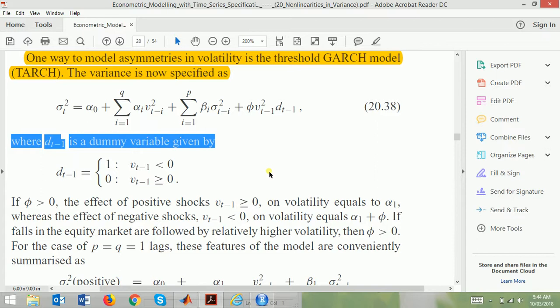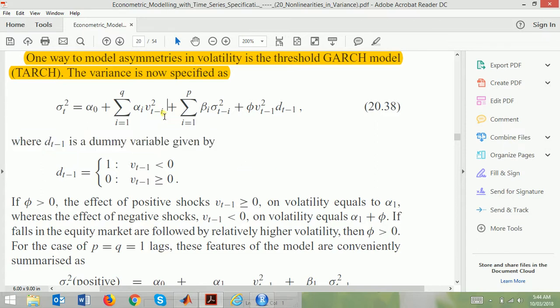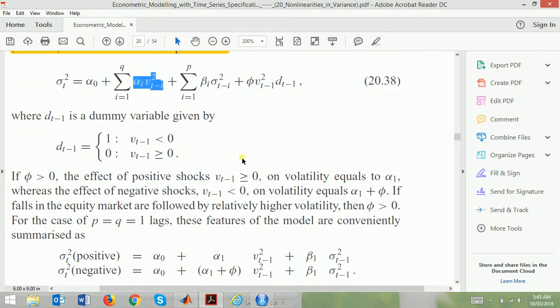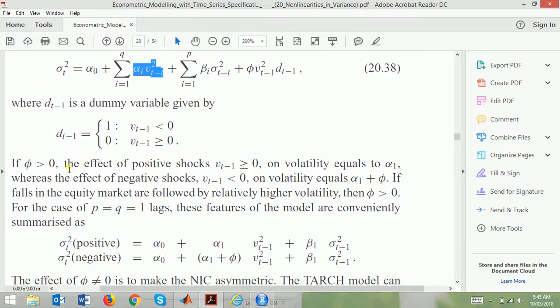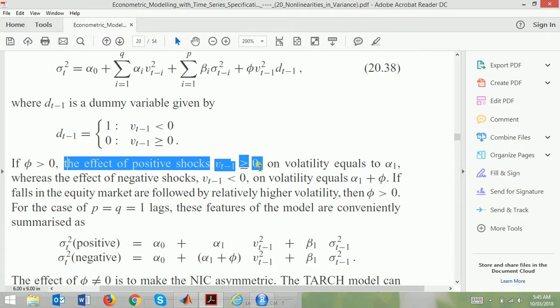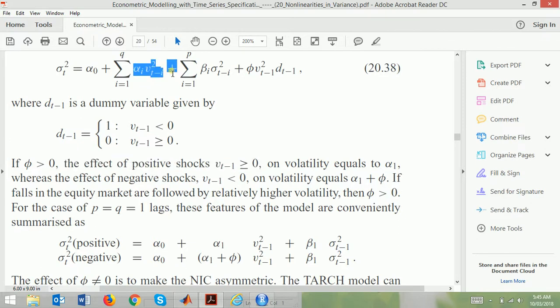The value of d will be 1 if the lagged v is less than 0, and it will be 0 if the lagged v is greater than 0. The effect of positive shocks on volatility, when the lag value is greater than or equal to 0, equals alpha 1. So the effect of positive shocks on volatility equals alpha 1. That's something we always know.